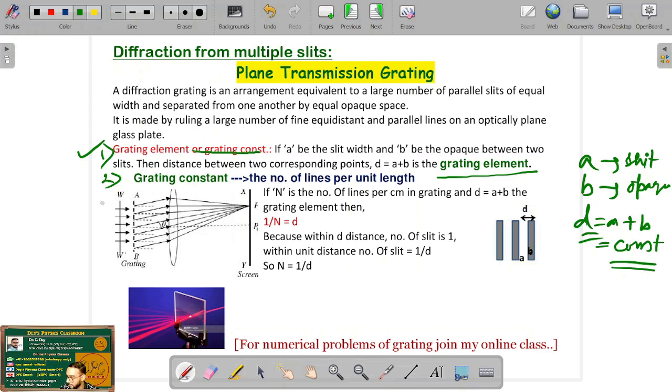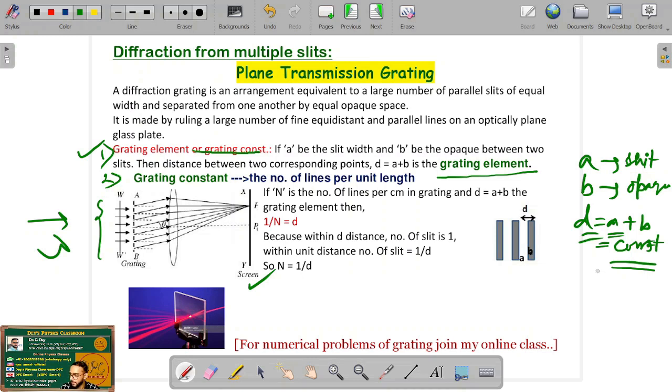So this is the figure for diffraction from a grating, where the multiple parallel slits are formed by diamond ruling on an optically plane glass plate that functions as a grating. A beam of monochromatic wavelength lambda falls upon it, and after diffraction produces a diffraction pattern on the screen. So the grating element is simply the sum of slit width and opaque width, which is also the distance between two corresponding points. That is called the grating element.